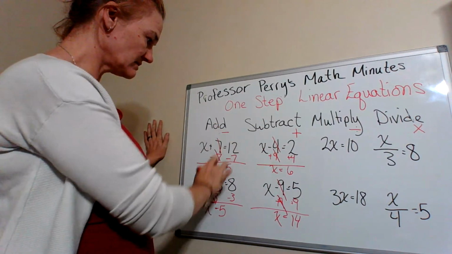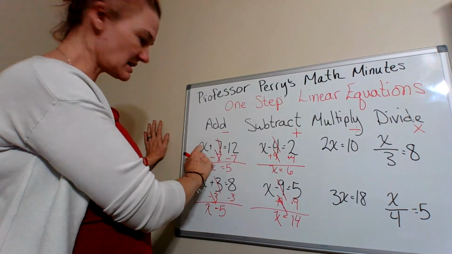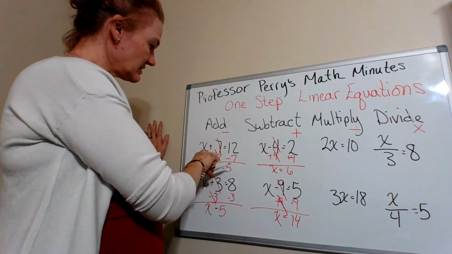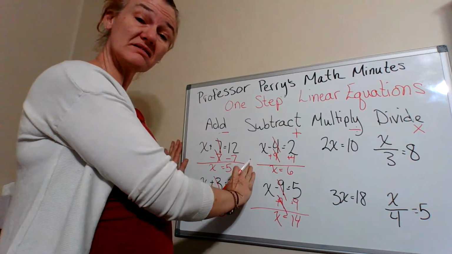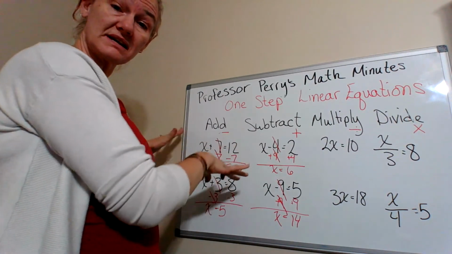This is like a scale here, and if I take 7 off this side, it's like a teeter-totter. This end is going to flip up because it's missing 7. So we got to take 7 out of the other side in order to keep it steady.